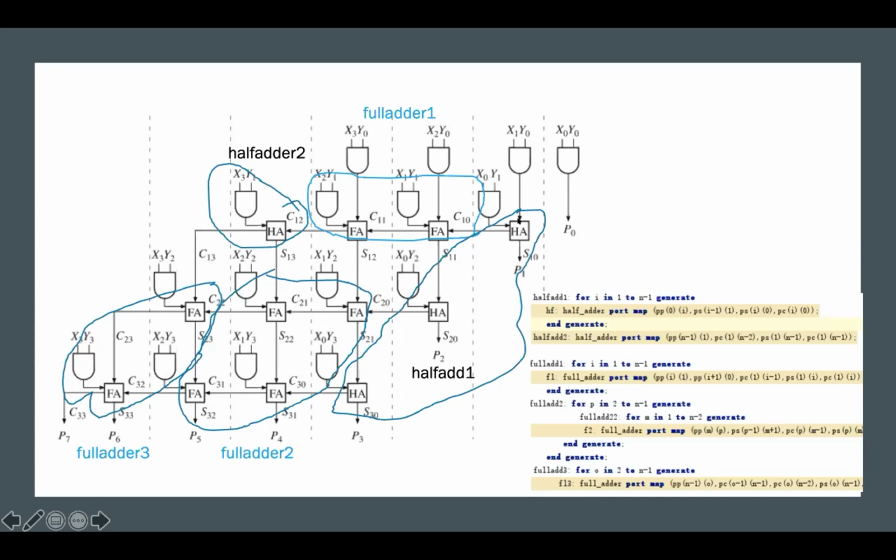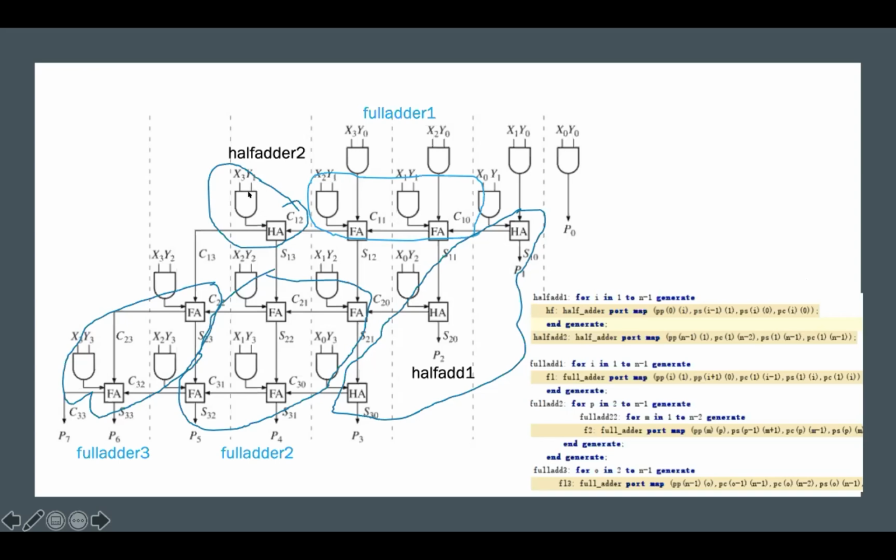The half adder one is on the edge of each line, as they have the same structure: 2 inputs, X and Y, and the sum from the top line, and they provide 2 outputs, 1 carry and 1 sum. These 3 half adders have the same pattern, and then there is another half adder, half adder 2, on the top left.